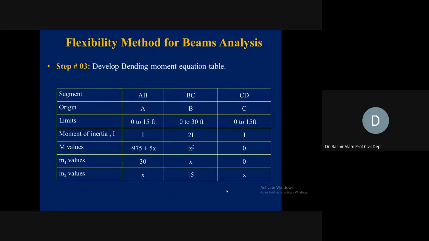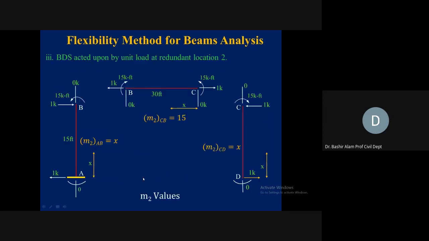Now we complete the bending moment equation table. Remember AB, it was the left column. Origin we took A. Its limits were 0 to 15. The equation was applicable. Moment of inertia was I. Capital M value was minus 75 plus 5x. M1 value was 30 and M2 value was x. If you want to verify M2, we can go back to M2 and here you see x. From here it is coming, this x.